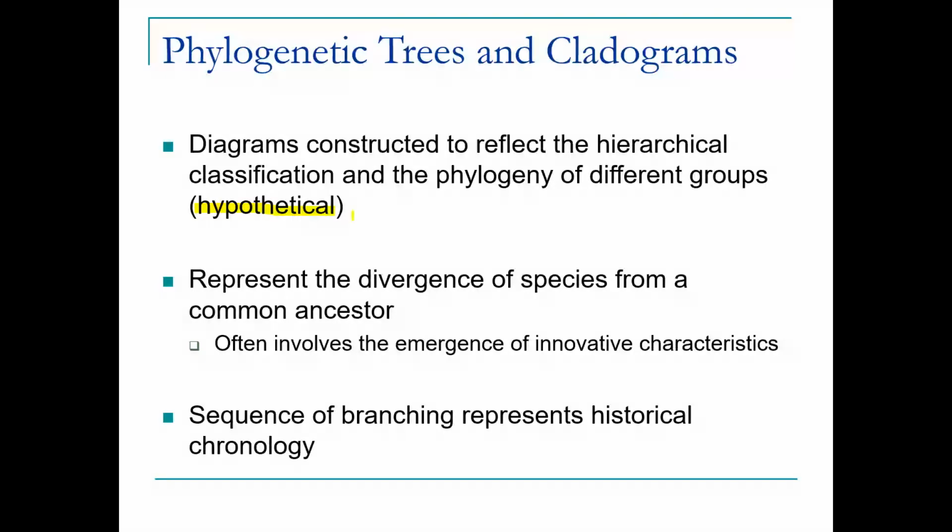When you're talking 1 billion years ago, hundreds of thousands of years ago, it's going to be almost impossible to get down these specifics, but it can at least help us recreate these evolutionary relationships. So it does represent the divergence of species from a common ancestor, and sometimes with a cladogram especially, it shows the emergence of innovative characteristics or new traits that you'll find within groups. And so it's a series of branches, okay?